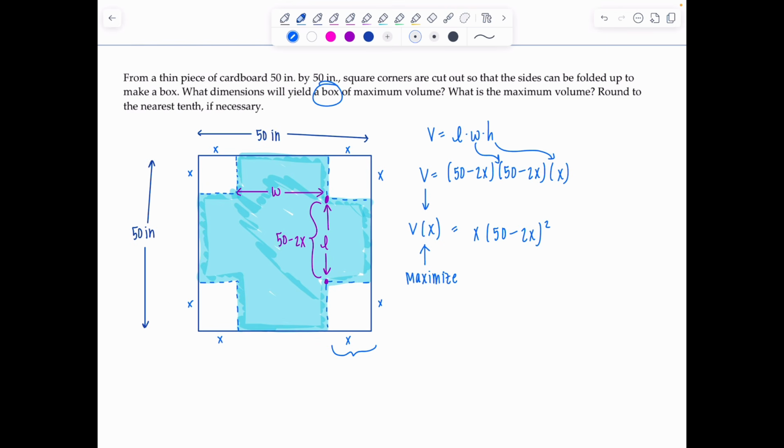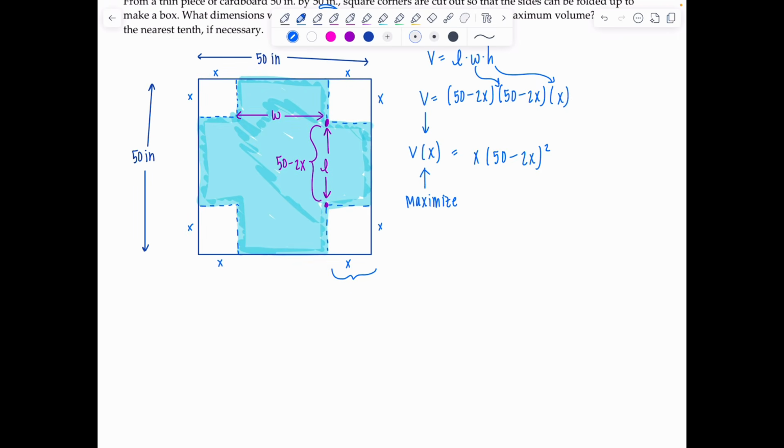Okay, let's multiply this out. It'll be easier than just doing a bunch of chain rule nastiness, I think. So V of x is going to equal x times, I'm going to square all of this. So square the first term, it'll be 2,500 minus 2 times 50 times 2x, so that would be 200x, plus square the last term, 4x squared. And then distribute that x, so V of x is 2,500x minus 200x squared plus 4x cubed.